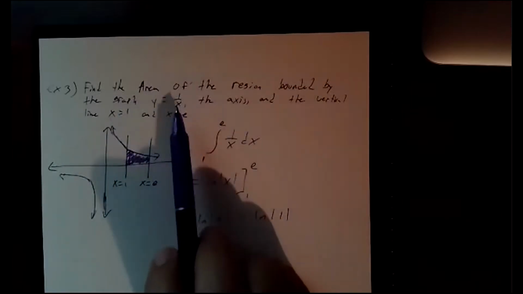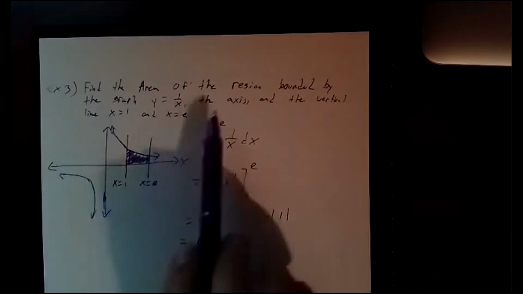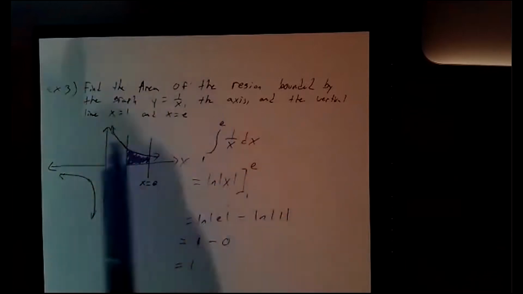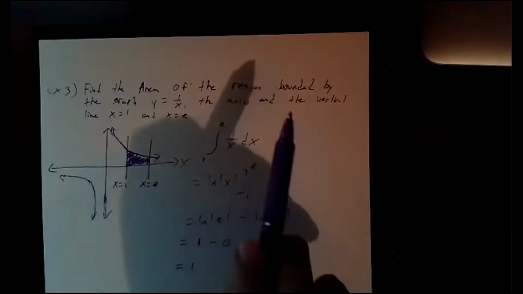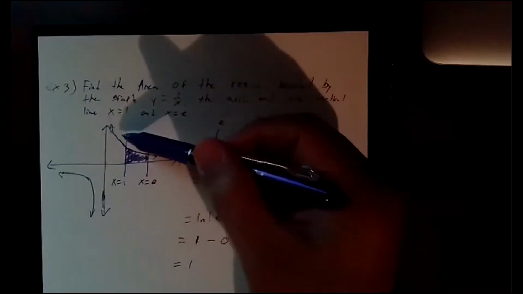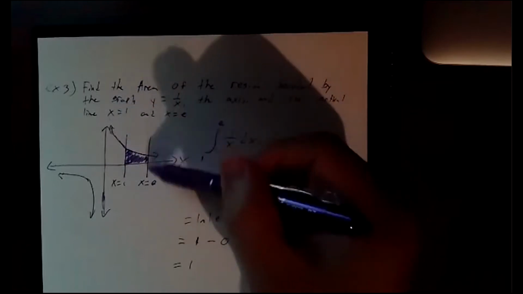Region bounded by the graph. So first I got to graph 1 over x. So that's this guy, right? Then it says bounded by the graph, the axis. So the axis is going to be this bottom part, the x-axis. Yeah. And the vertical line, x equals 1. So that's going to be a vertical line, because whenever you graph the function x equals 1, it's always a vertical line, right? x equals e, another vertical. So all these graphs close off this piece.